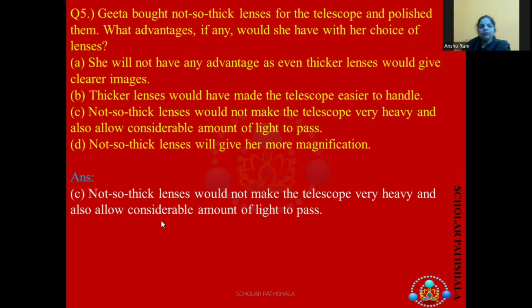8 centimeter. Fifth question is, Geeta bought not so thick lenses for the telescope and polished them. What advantage, if any, would she have with her choice of lenses? This is option C. Not so thick lenses would make the telescope not very heavy and also allow a considerable amount of light to pass through them.